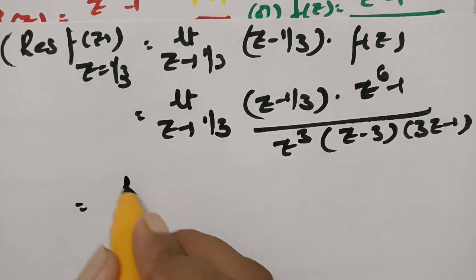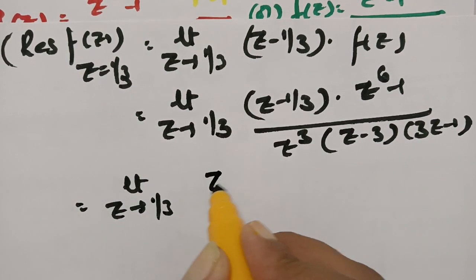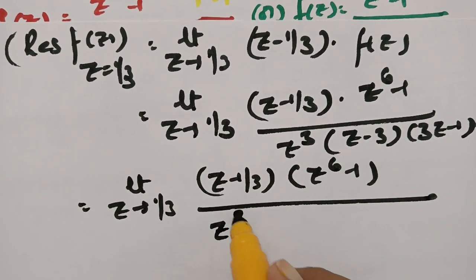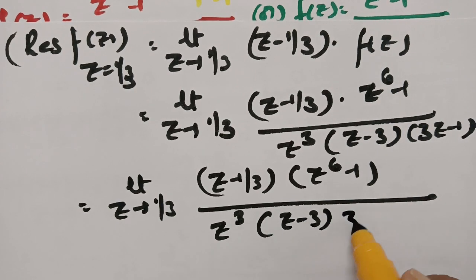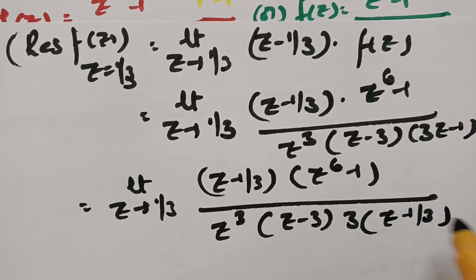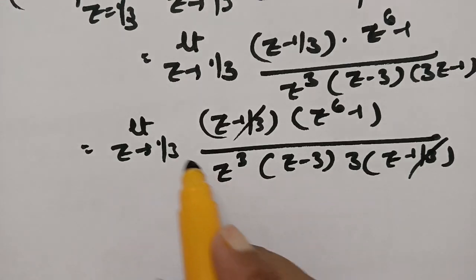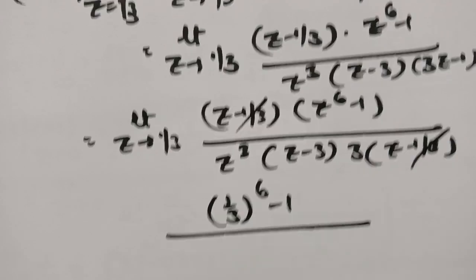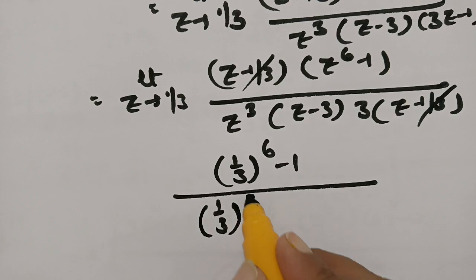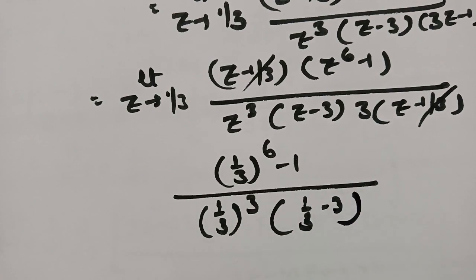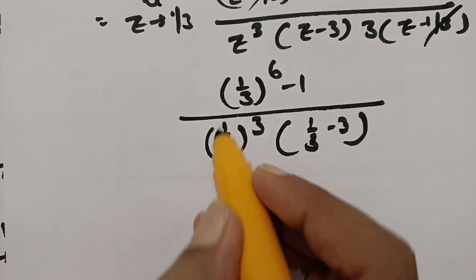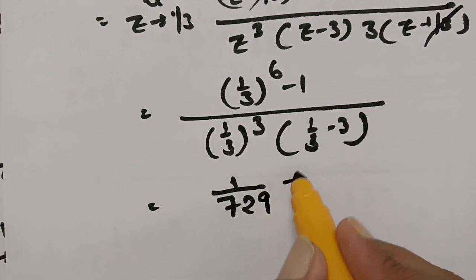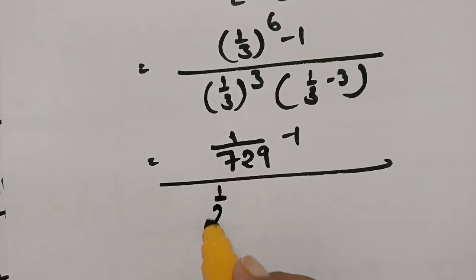So here this is limit z tends to 1 by 3, z minus 1 by 3 into z power 6 minus 1, divided by z cube into z minus 3. If I take 3 common, this will be z minus 1 by 3. So if I cancel these two and substitute in place of z as 1 by 3. So 1 by 3 power 6 minus 1, by 1 by 3 whole cube into 1 by 3 minus 3. So 1 by 3 power 6 is nothing but 1 by 729 minus 1 by, this is 1 by 27.